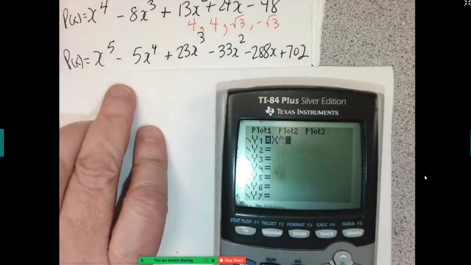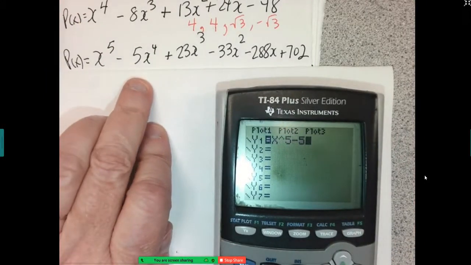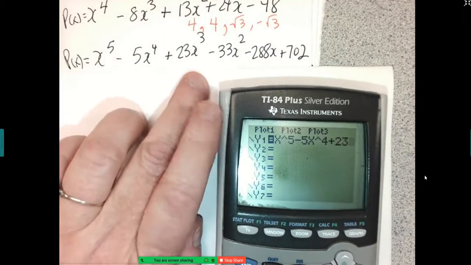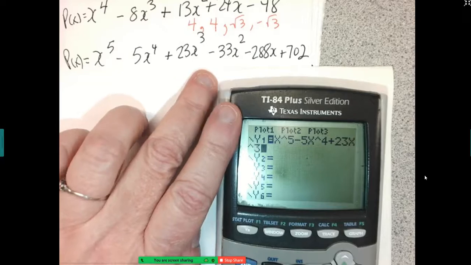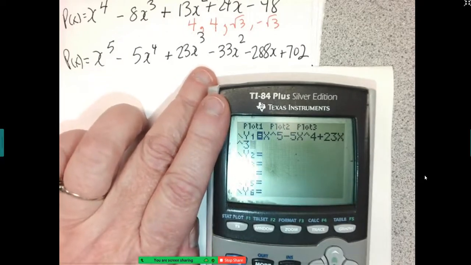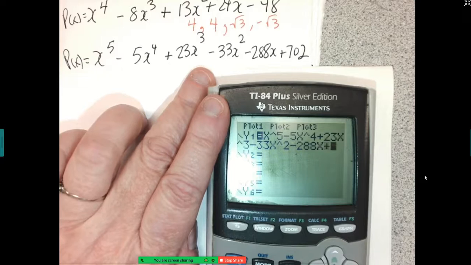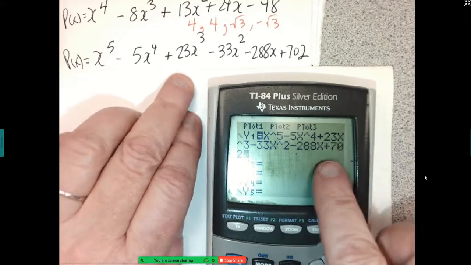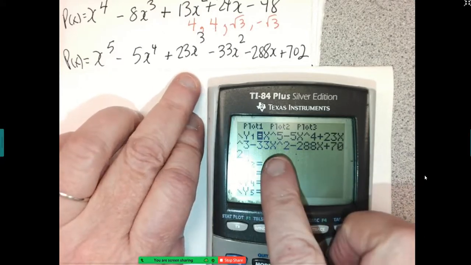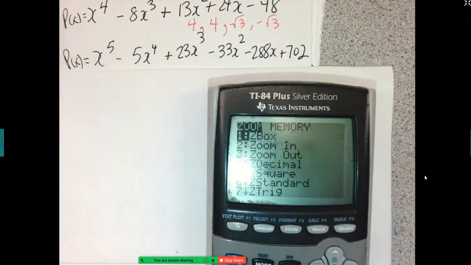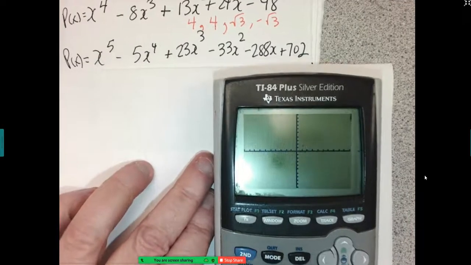So x to the 5th minus 5x to the 4th plus 23x cubed minus 33x squared minus 288x plus 702. Okay, I really need to check that, make sure I didn't make a mistake. Okay, now I'm going to do a zoom 6 and hope that I can see these.